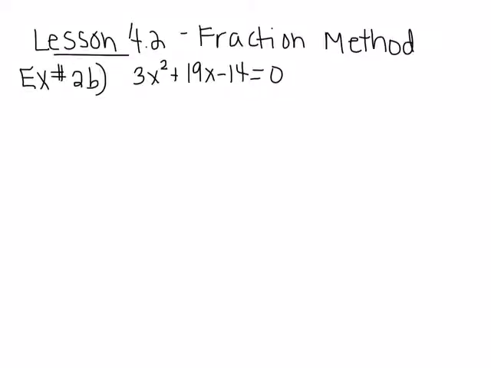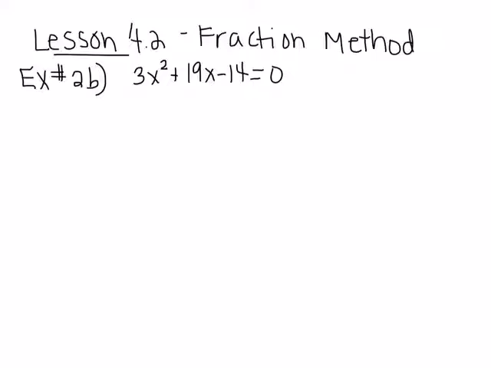So this is lesson 4.2, and I'm going to try something called the fraction method, which is a method that I use a lot. So we're going to try example number 2b together. It is 3x squared plus 19x minus 14 equals 0. So we're going to factor that using my fraction method.